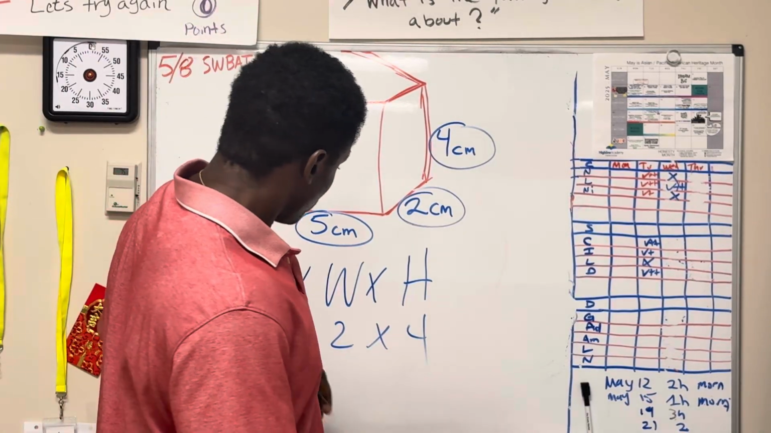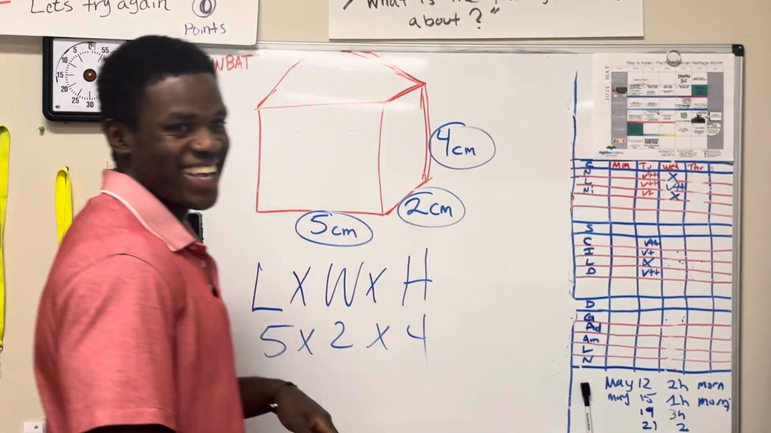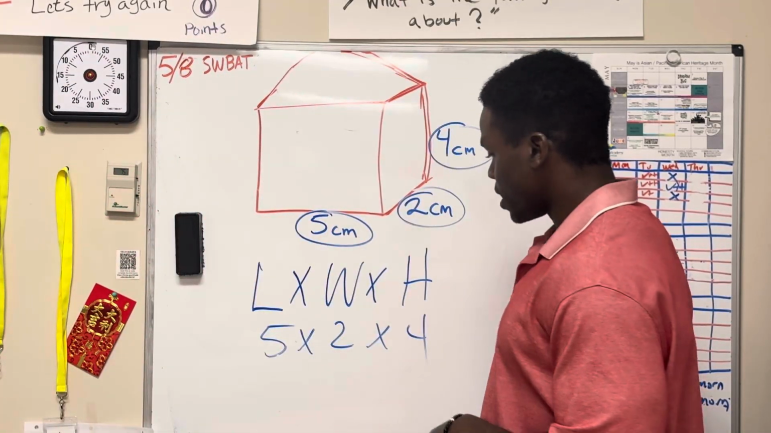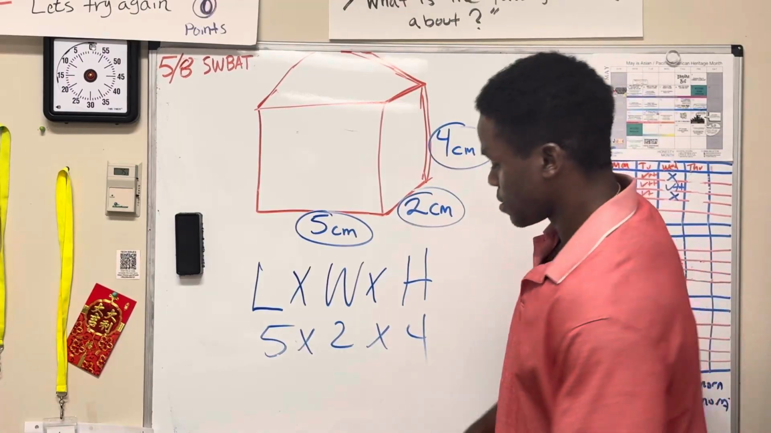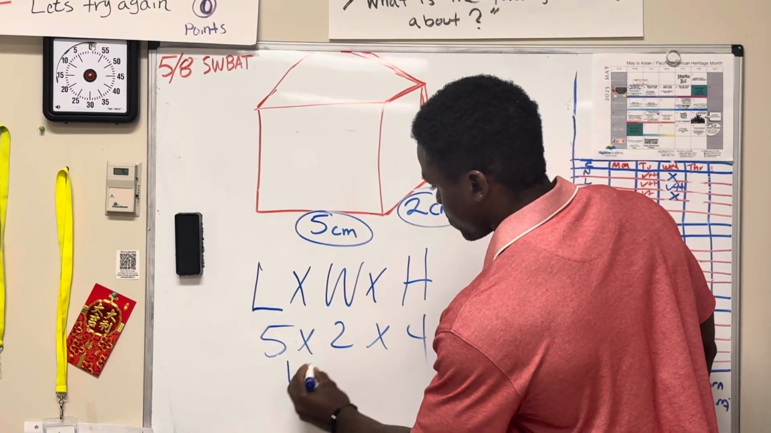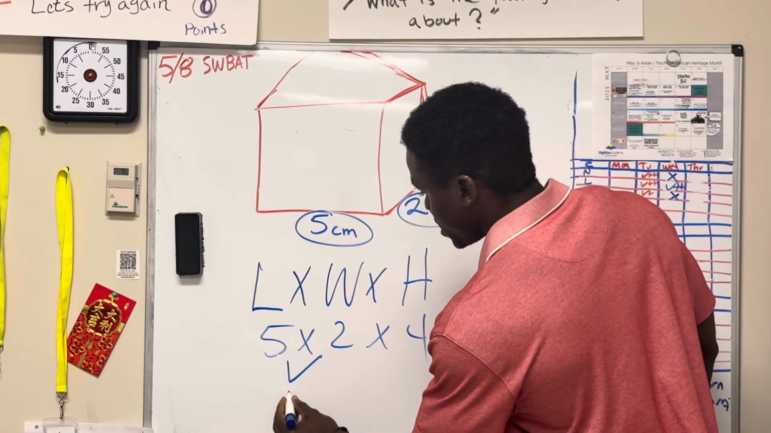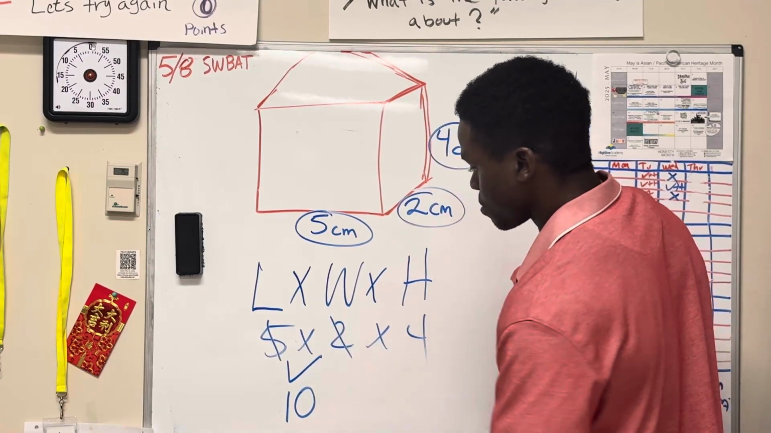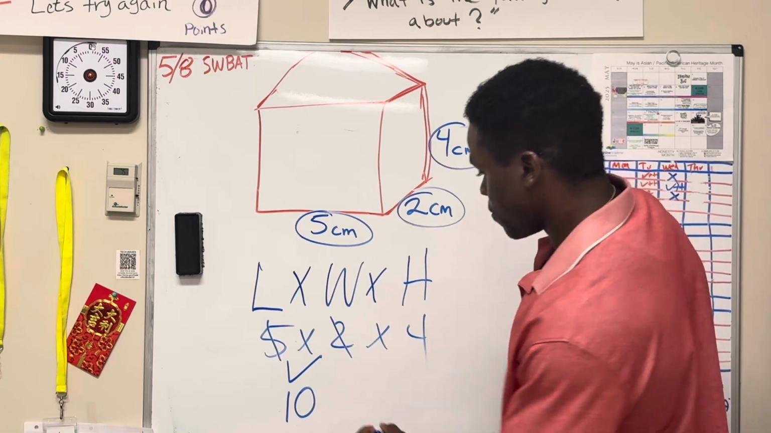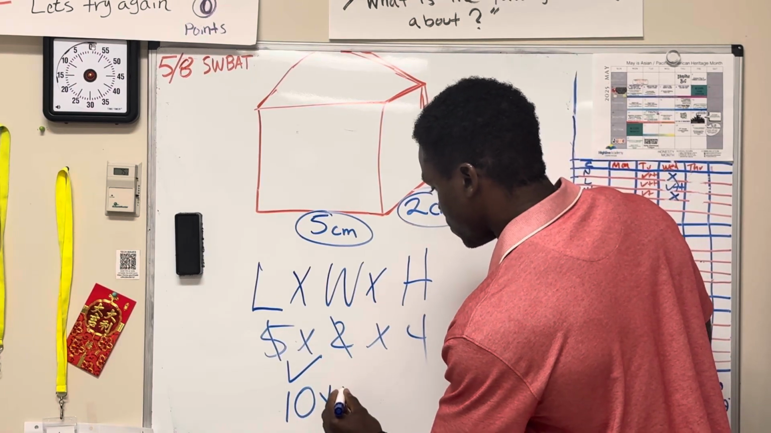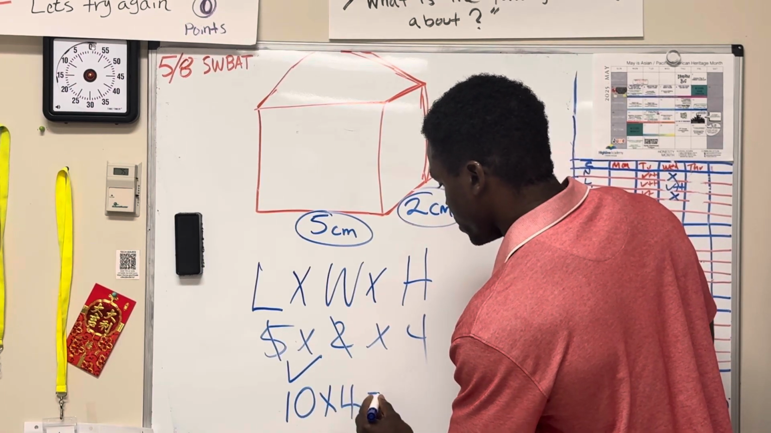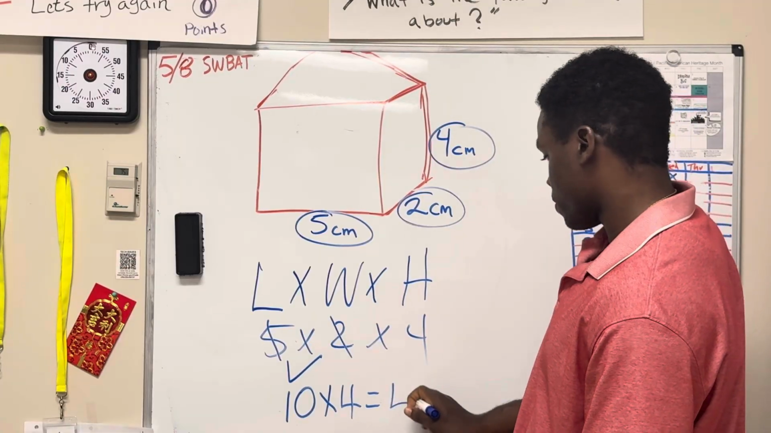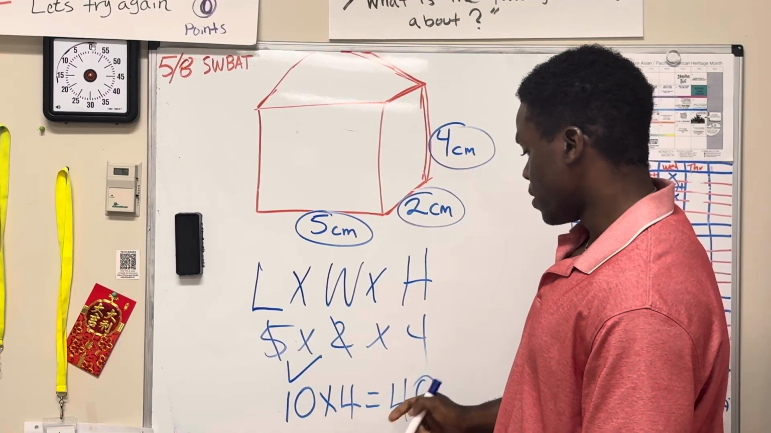Okay? So, all right, I have 5 times 2, and I know 5 times 2 is, I can do 2 numbers at a time, 10. So those numbers are gone, and then I can just bring down the 4. Times 4, I get the answer of 40. So that is my answer.